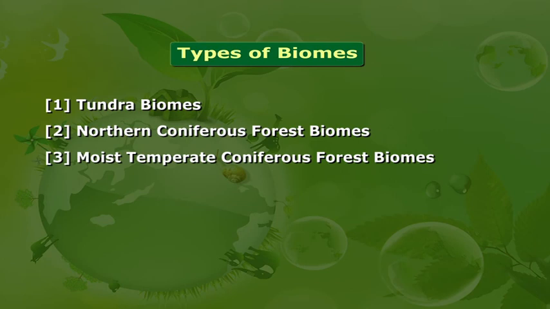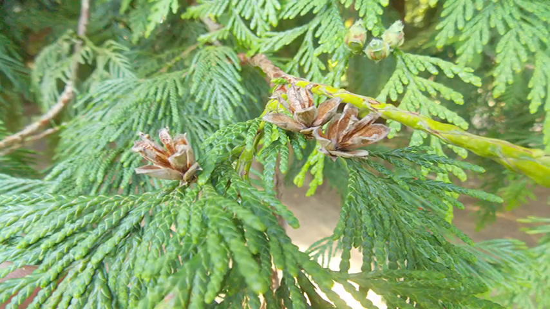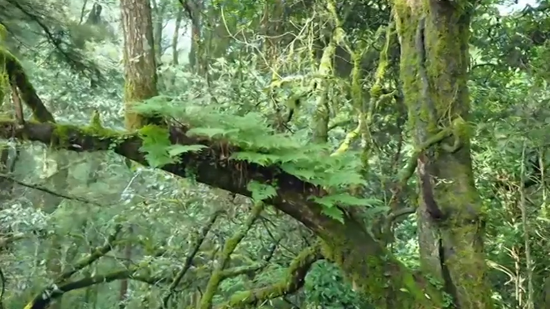The third type comprises moist temperate coniferous forest biomes. These biomes are also referred to as temperate rain forests. They occur along the west coast of North America from central California to Alaska. They are characterized by areas with high temperature and humidity. They differ ecologically in their floristic composition from the northern coniferous forests. Tsuga heterophylla, Thuja plicata, Abies grandis and Pseudotsuga are the major dominant trees, along with the presence of epiphytic mosses.